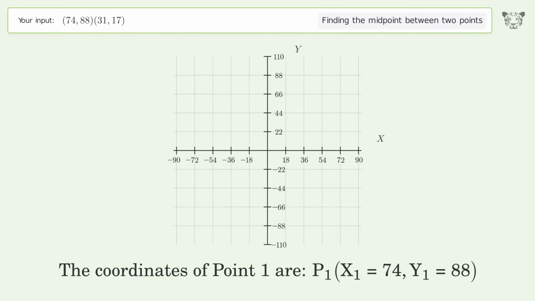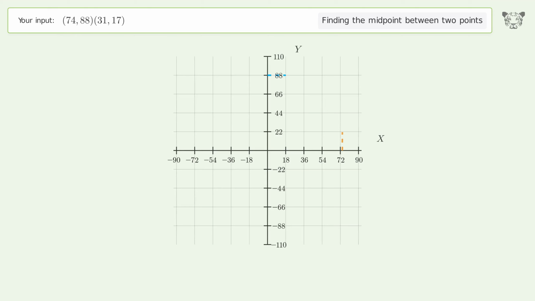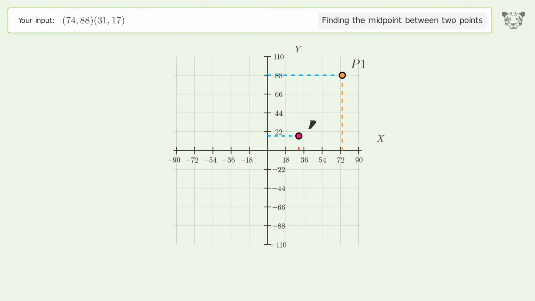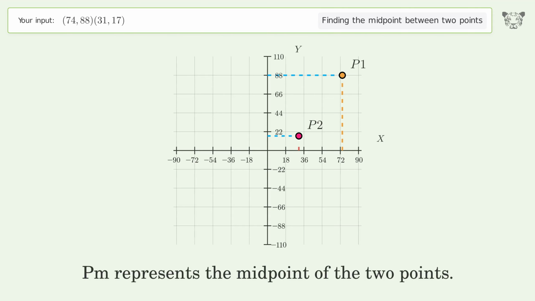The coordinates of point 1 are x1 equals 74, y1 equals 88. The coordinates of point 2 are x2 equals 31, y2 equals 17. PM represents the midpoint of the 2 points.